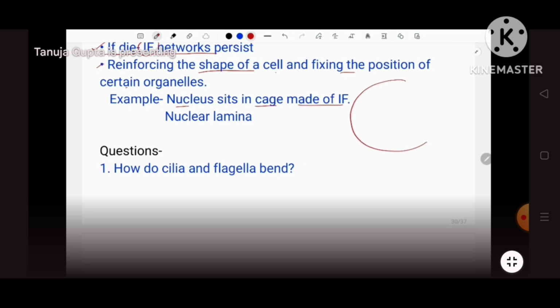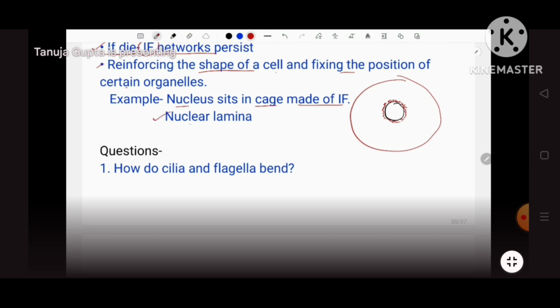Okay, let me show you. Suppose this is a cell and the nucleus is present over here. The nucleus stays in its position and shape because of this intermediate filament. Intermediate filament is present outside, like this one, like this one. So it makes a cage-like structure in which this nucleus sits. This is how it fixes the cell. The nucleus will not move from one place to another.